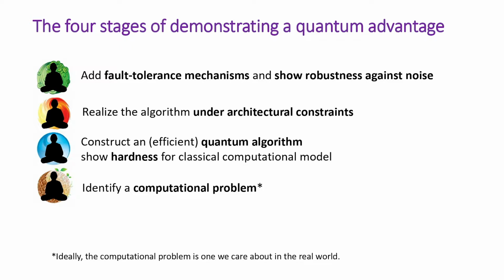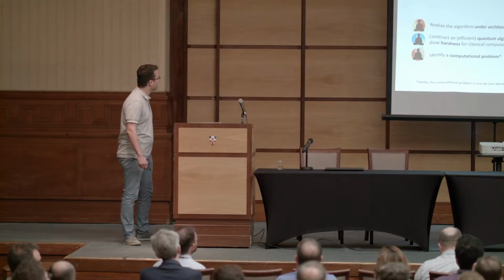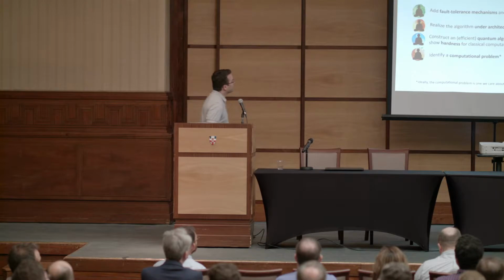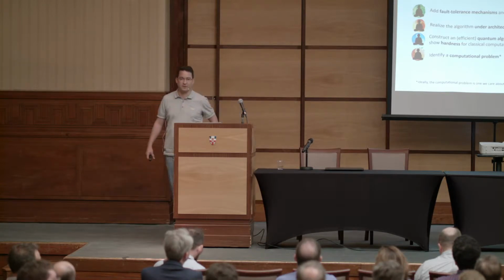That's the second step. Then you can start thinking about architectural constraints, how you can realize this in a given architecture, and finally you can start thinking about fault tolerance.